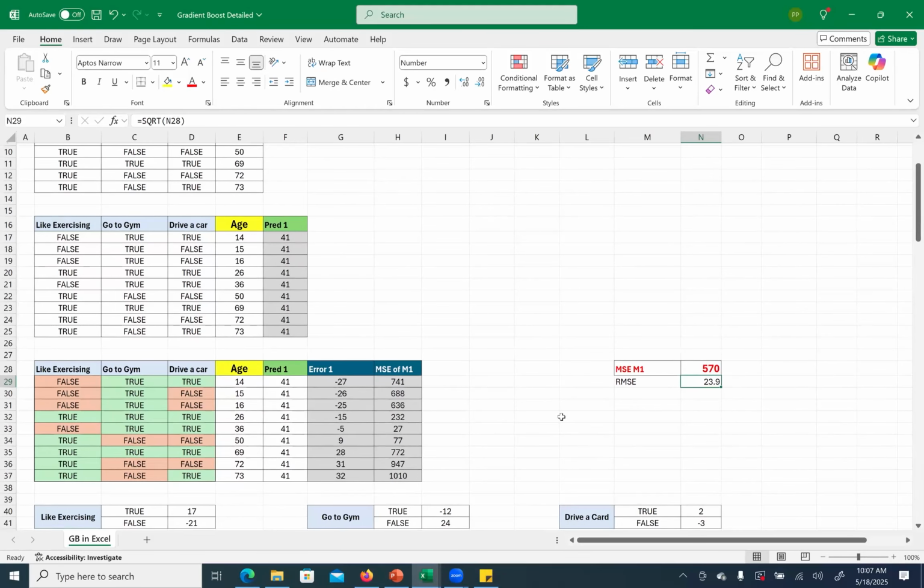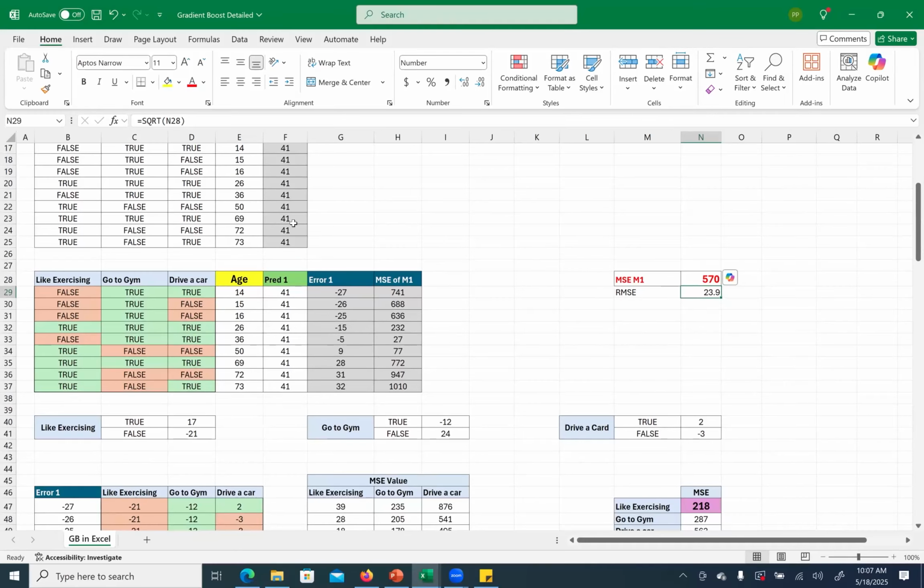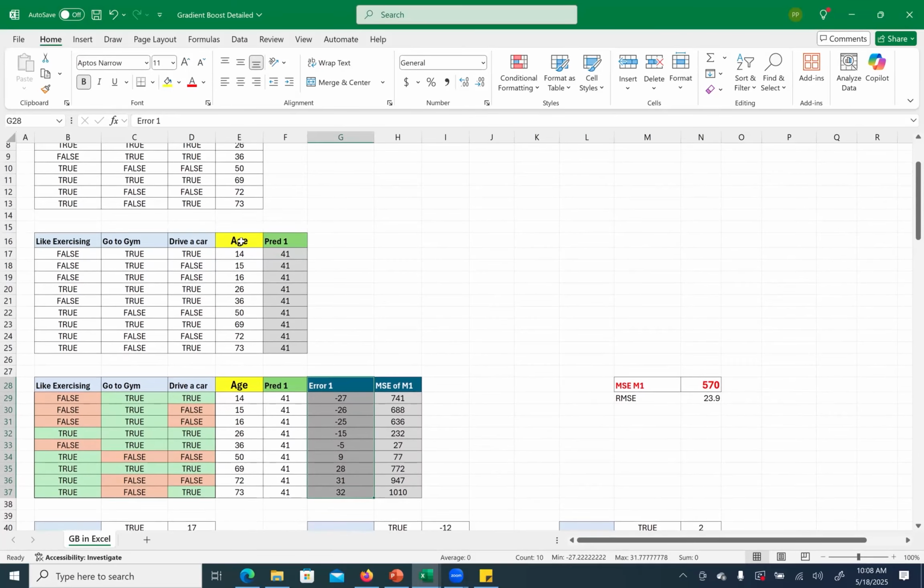But obviously, boosting is what kind of modeling technique? Ensemble modeling technique, right? Ensemble modeling means that multiple models will get created. This is the first model that I've created. What is going to be my second model? First of all, my target variable will change. I will not try to predict age. I will try to predict the error itself. In the first case, what were we trying to predict? Age.